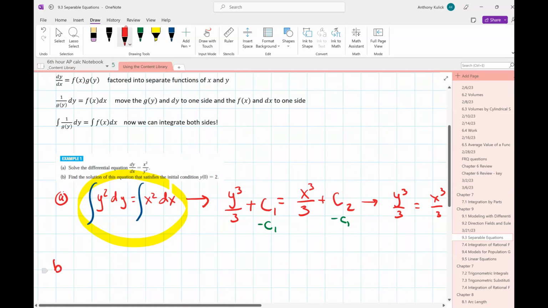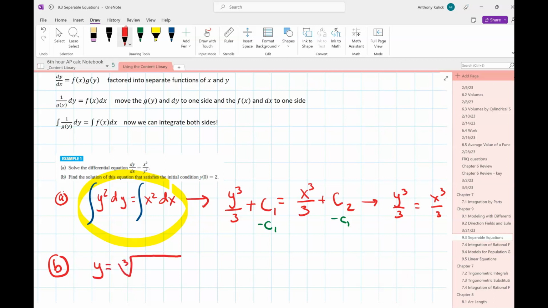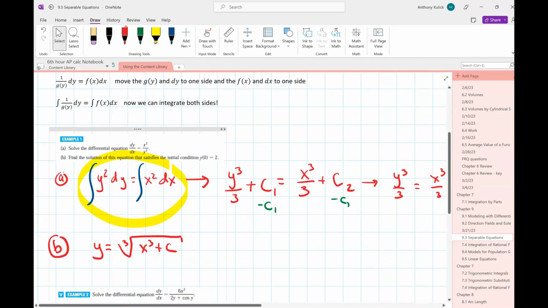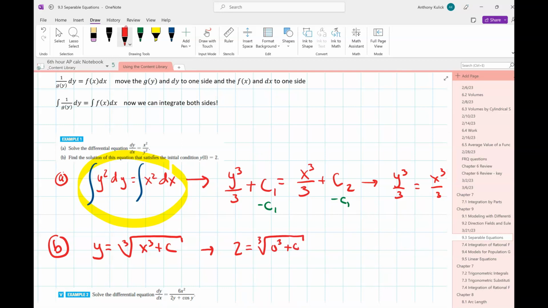Part B says then to find the solution of this equation that satisfies the initial condition y of 0 equals 2. So we have this, right? What I want to do is solve for c when y is 2 and x is 0.